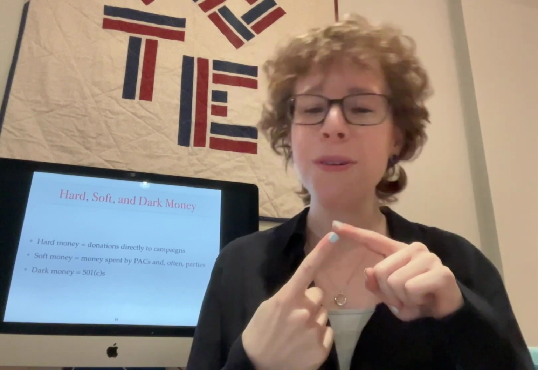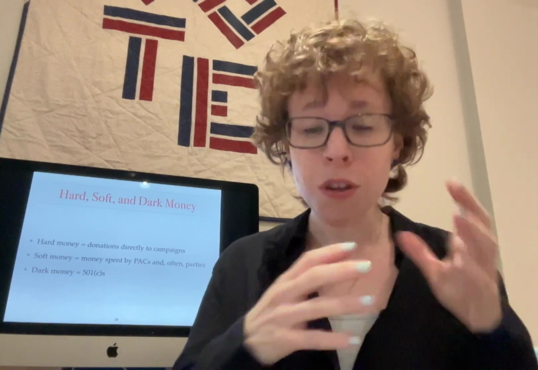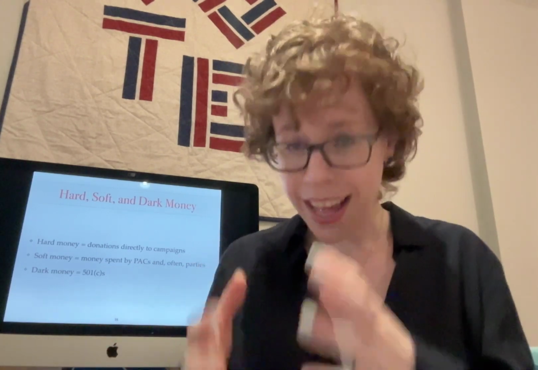There are three types of money spent during campaigns for political office: hard money, soft money, and dark money. So hard money is sort of the most obvious of the types. This is the money given directly to campaigns and spent directly by the campaign. So if you donate to a candidate, that's hard money.